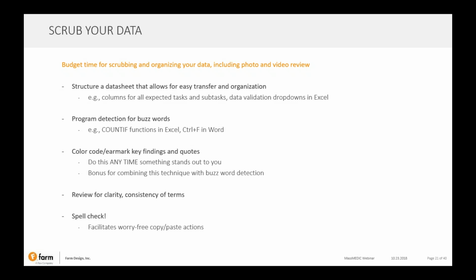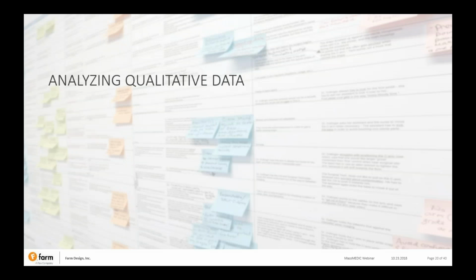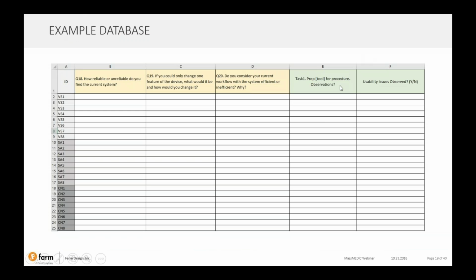So structure a data sheet that allows for easy transfer. As I said, I gave you the example just a couple minutes ago, with columns, make sure that everything is distinct. And a good example, I think I can go back a little bit here. So you have any observations, so you can put down quotes here, you could put down, I'm talking about column E here if you can't see my arrow.